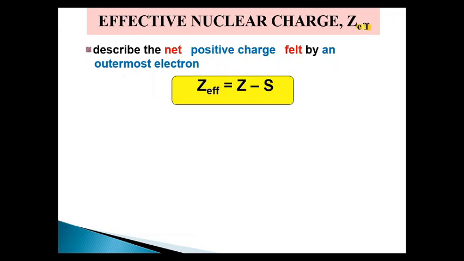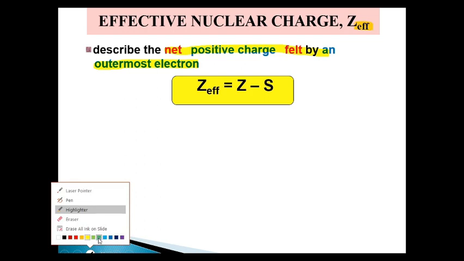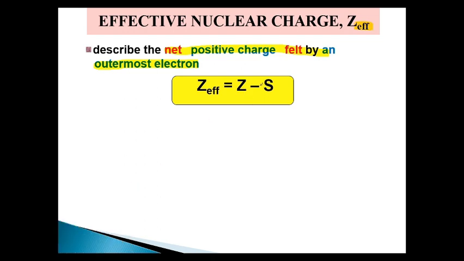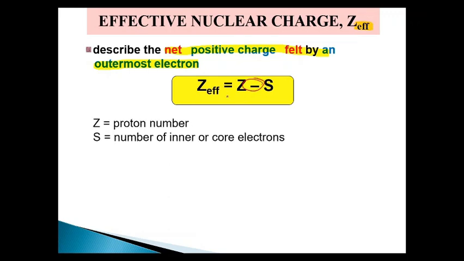Effective nuclear charge or ZEF. Remember to write the EFF as a lower subscript. It describes the net positive charge felt by an outermost electron. ZEF has a formula of Z minus S, where Z is the proton number, whilst S is the number of inner or core electrons.